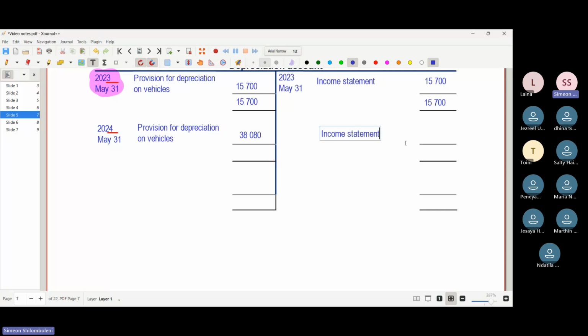I'm just waiting because now we are completing it. I've already gone through all the guidelines. So the date: thirty-first of May 2024. Please, let's move fast. And the amount is 38,080. What should I do next? You write your balance totals. Okay, totals.